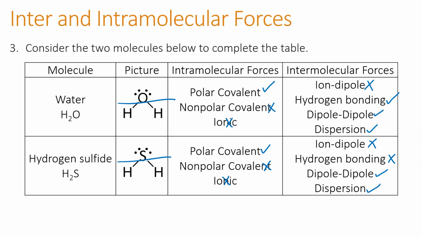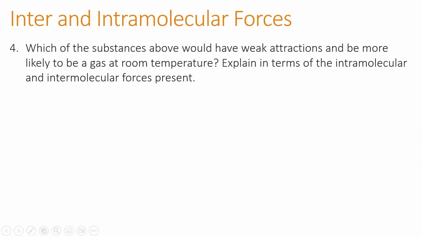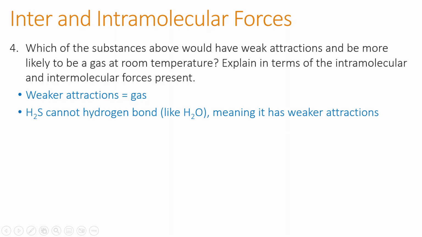One of these is a liquid at room temperature, and the other is a gas. Which one will it be? Whichever one is going to be a gas is going to have weaker attractions. H2S cannot hydrogen bond, whereas H2O can, meaning that H2S is going to have weaker attractive forces. So of those two molecules, we would predict that H2S is going to be a gas. And in fact, at room temperature, it is a gas.